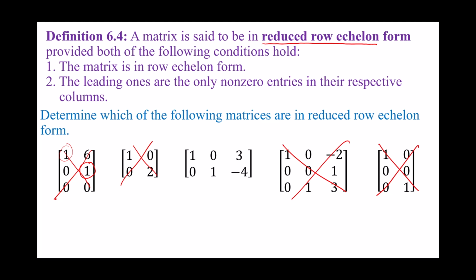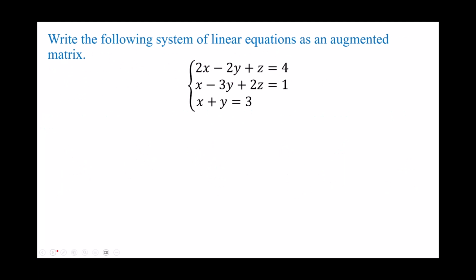That other matrix that we said was in row echelon form, the leading ones are the only non-zero entries in their respective columns. Let's check that. So here's the leading one, and in that column we have 1, 0. So that is the only non-zero entry in that column. This is the leading one of row 2, but in that column, it's the only non-zero entry also. So this one is in reduced row echelon form.